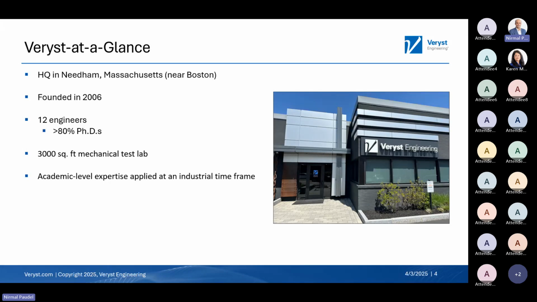First, we are a consulting firm based in Massachusetts near Boston, headquartered in Needham, founded in 2006. We currently have 16 engineers, out of which 80% are PhD holders from STEM universities in the US. We also have a mechanical test lab, over 3,000 square feet of space, and we claim academic-level expertise applied on an industrial timeframe. You will see some of our capabilities in the next slide.